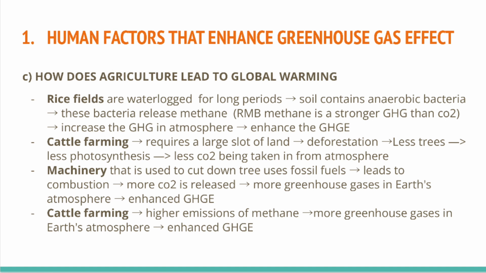Cattle farming, another part of it, is that there's high emissions of methane. Again, methane is a greenhouse gas, so this leads to more greenhouse gases in the Earth's atmosphere. So this means there's an enhanced greenhouse gas effect.